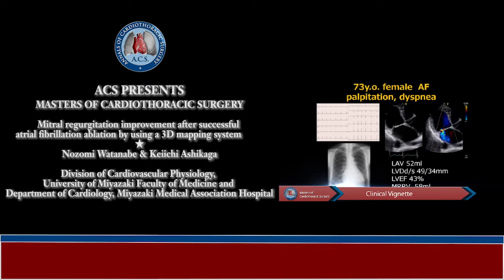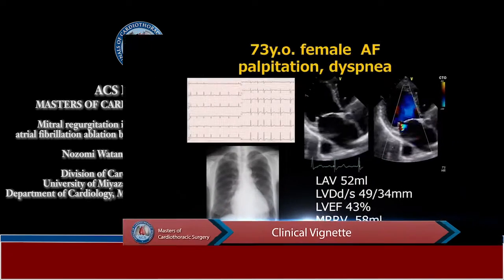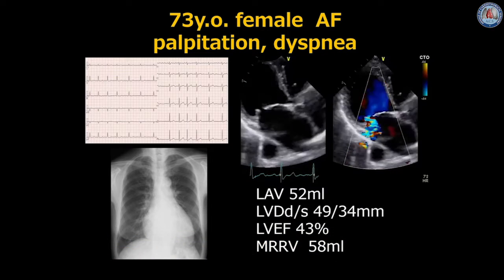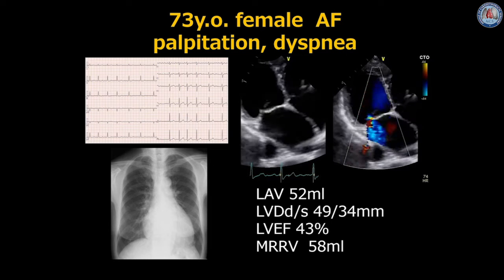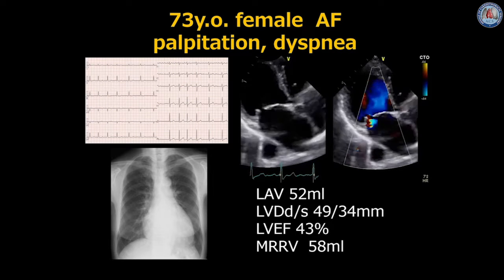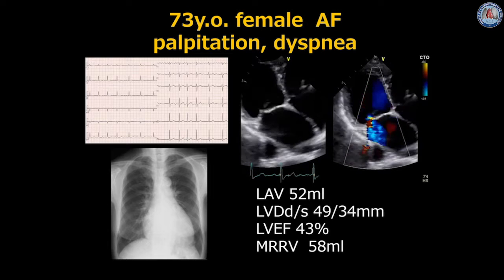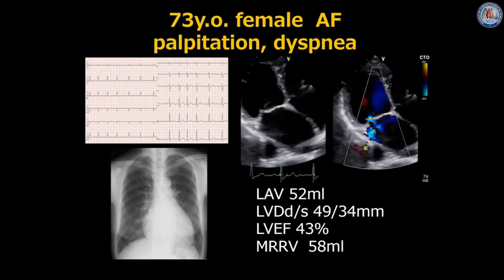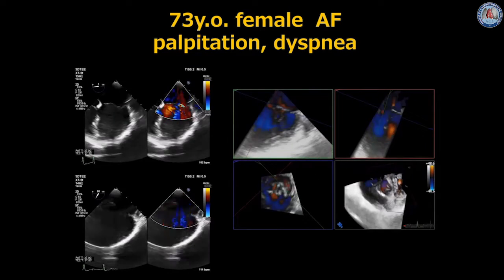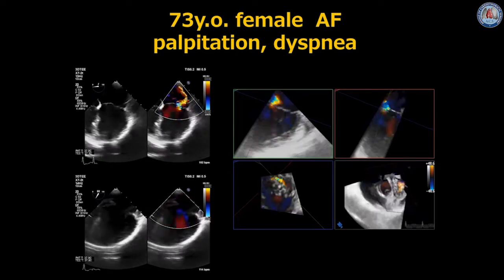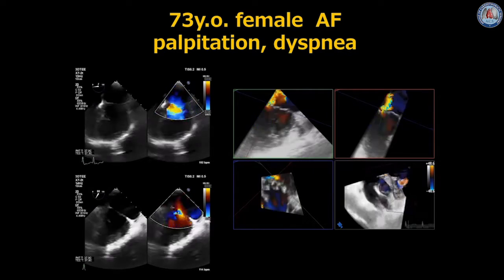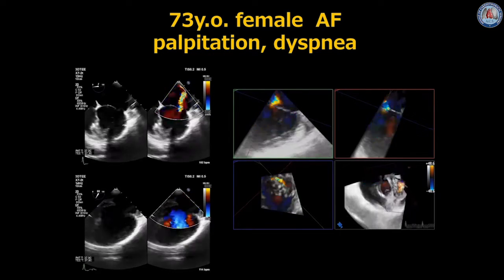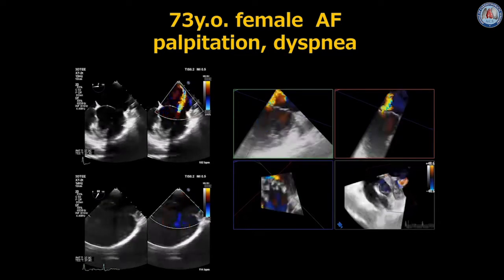A 73-year-old female presented with palpitation and dyspnea on effort. Electrocardiography showed atrial fibrillation, and transthoracic echocardiography revealed atrial mitral regurgitation with LA enlargement and reduced LV function. Transesophageal echocardiography showed a significant regurgitant jet with a non-circular wide regurgitant orifice along the coaptation line.